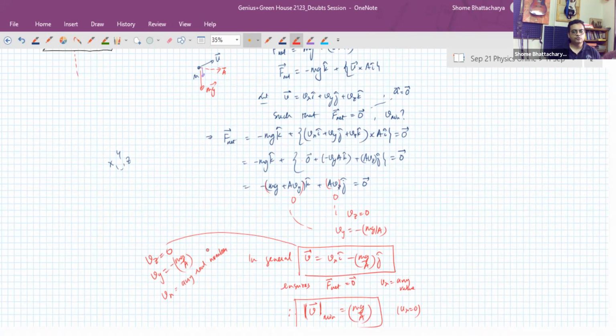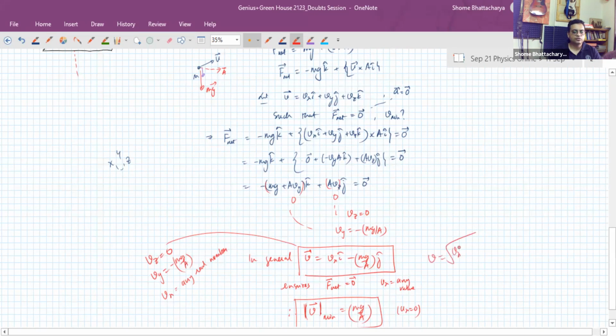So out of this entire set of possible velocities, which one should I select so that the speed is minimum? If I want the speed to be minimum, obviously I want Vx to become 0, because the speed in general will become square root of Vx square plus this mg by a whole square. So this I can take any value I like, and for this to be minimum, I should take this as 0.